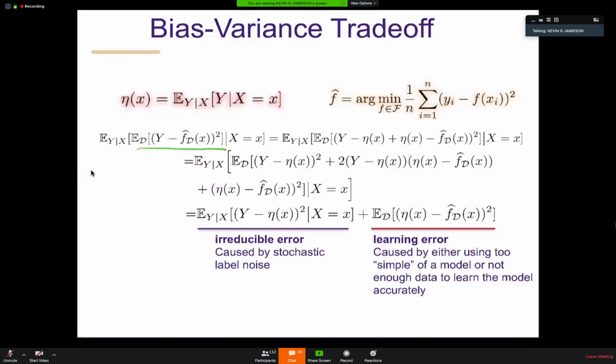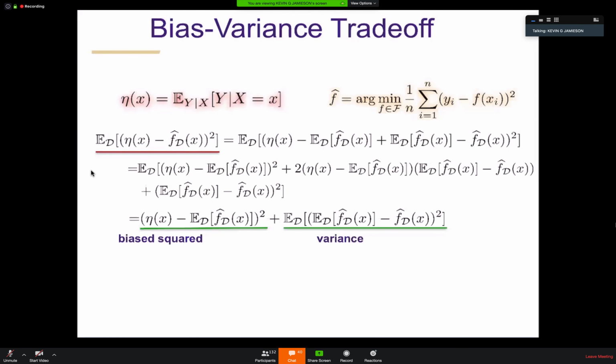Okay, and so this total error in green here, this expected error of our predictions with respect to y, can be decomposed into the irreducible error, which is eta of x, the best thing you could possibly learn. It's unknowable, but it's the best possible estimator, and that is going to incur some error. That's what we call irreducible error. The other part is the learning error. This is how far off our estimates are from the best estimator eta of x, which is of course unknown.